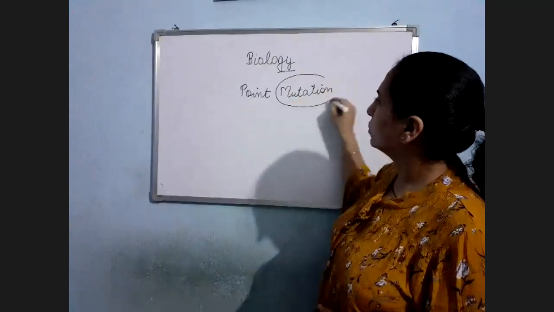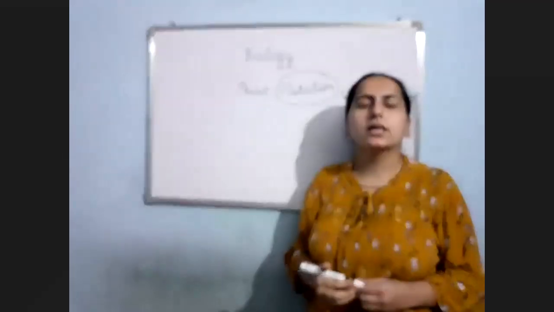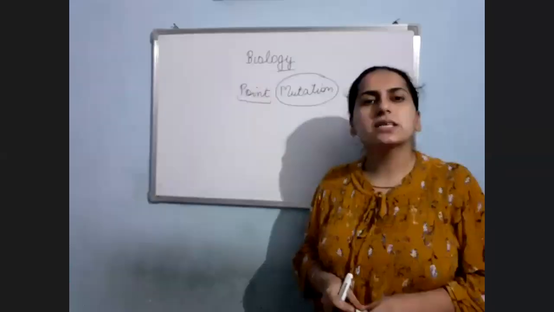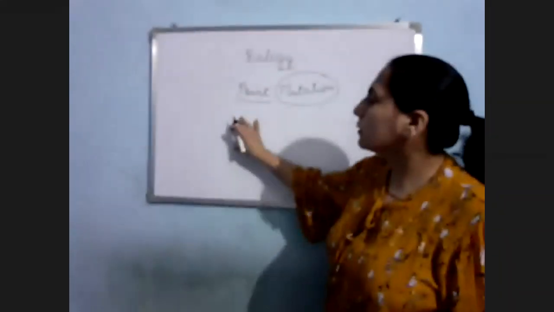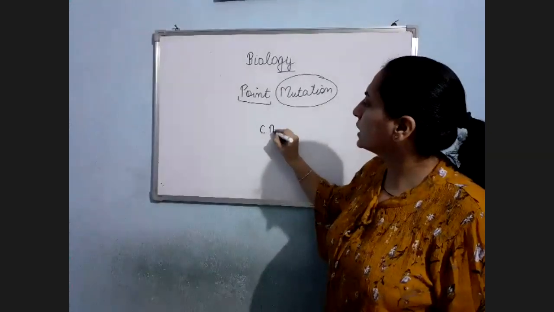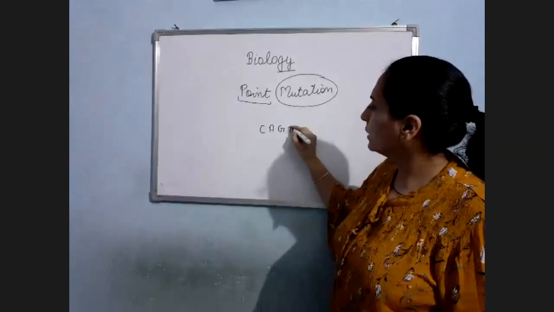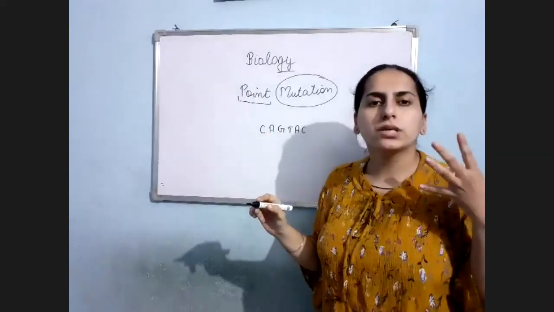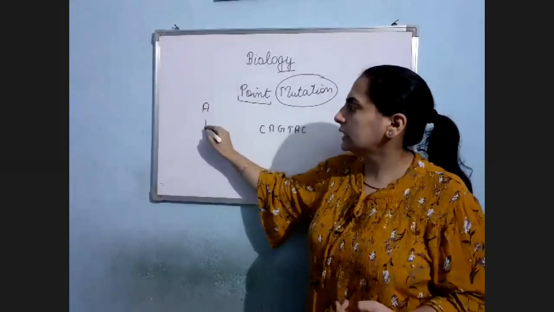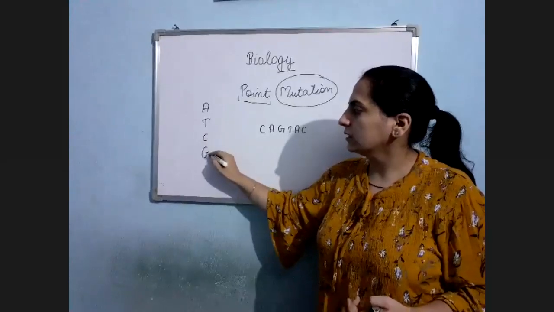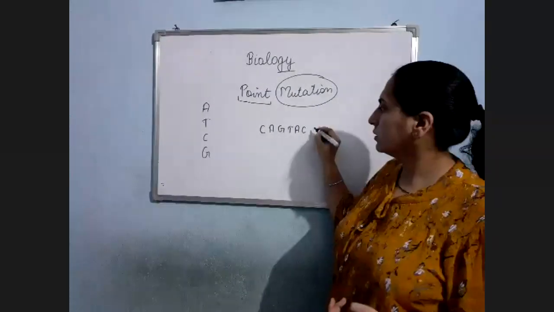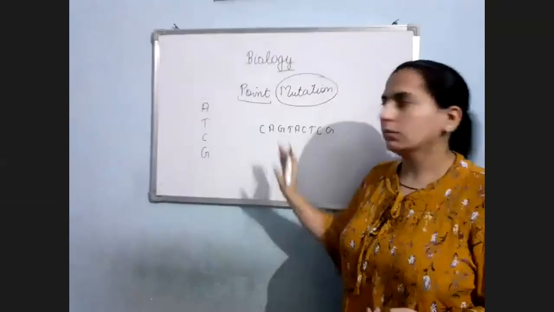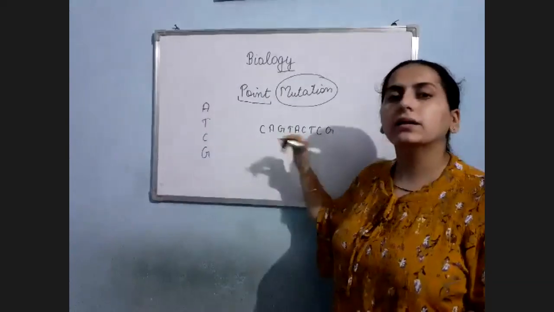Mutation, you know, is when there is a change in the DNA. Am I clear? Point means the mutation is taking place only at one point. Suppose here I am having a sequence, suppose CAG, TAC. The sequence will be formed by only 4 nitrogenous bases, that is A, T, C, G. Hypothetically, I am making a sequence, T, C, G. Suppose I have made this by using these 4.